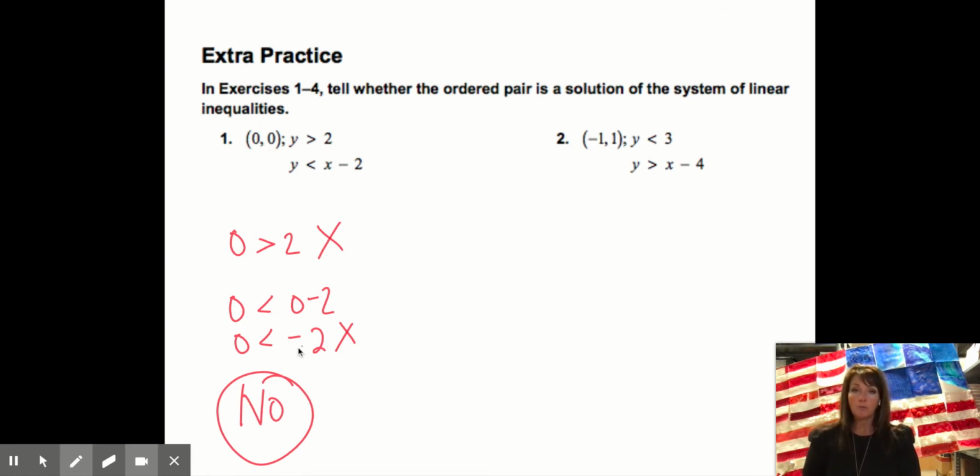So one thing that you have to be careful of, make sure it has to be a solution to both. It has to satisfy both, right? So it has to make them both true in order to be able to answer this yes. All right, so go ahead and pause the video and try number 2.